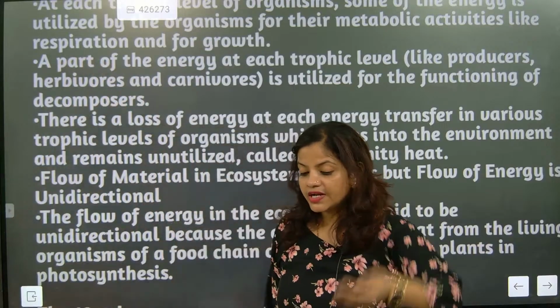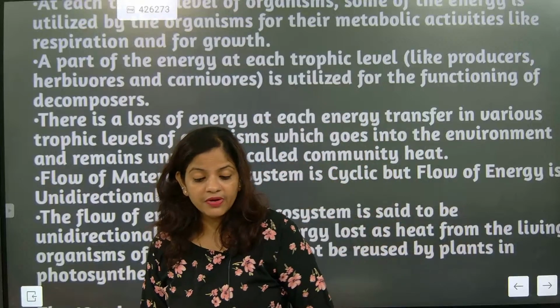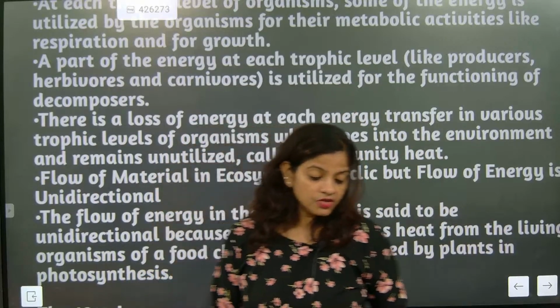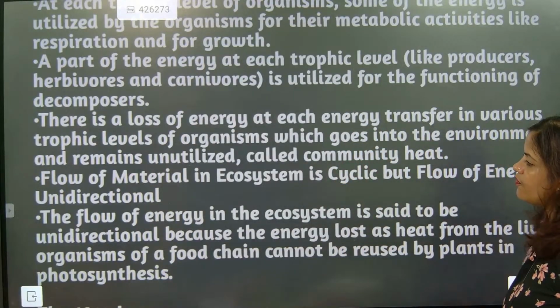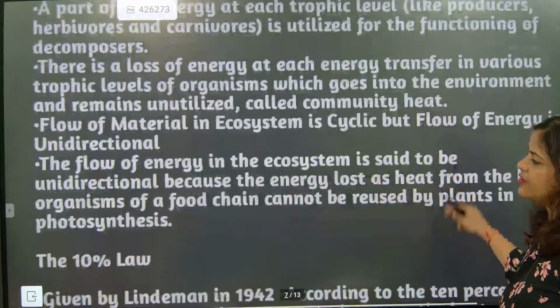But carbon dioxide is taken by the plant. Now the plant is eaten by a herbivore, and the herbivore is eaten by a carnivore. In this entire process, carbon dioxide keeps on going. So what is that called, beta? That is called flow of material. But here the flow of energy will be unidirectional.